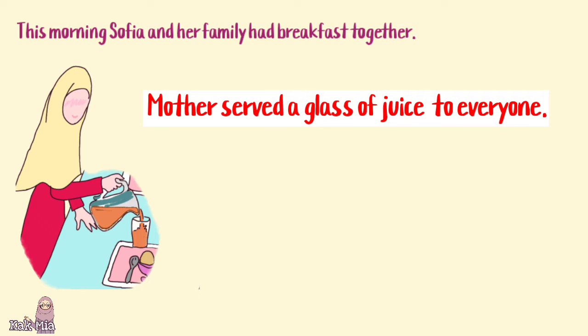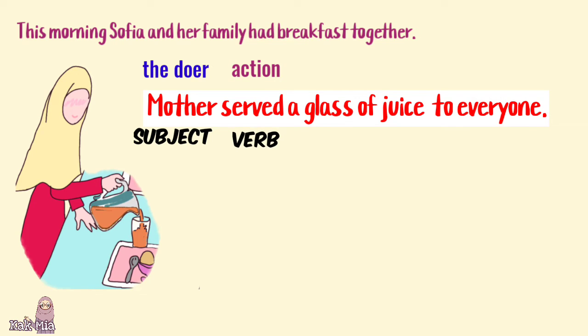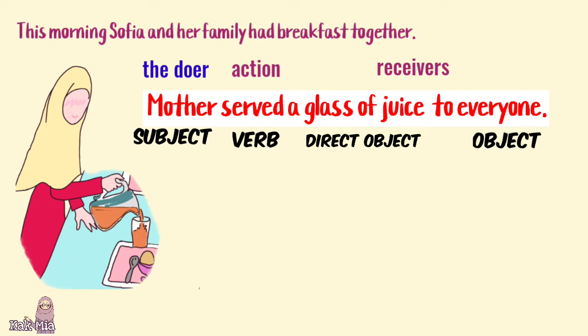The next sentence is, Mother served a glass of juice to everyone. Mother is the doer and takes the position as the subject of the sentence. The action or the verb is served. There are two objects in this sentence. The first one is a glass of juice and the second one is everyone. A glass of juice is called direct object, while everyone is indirect object.